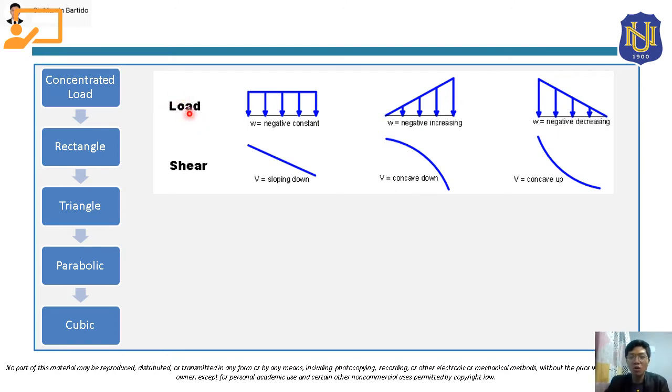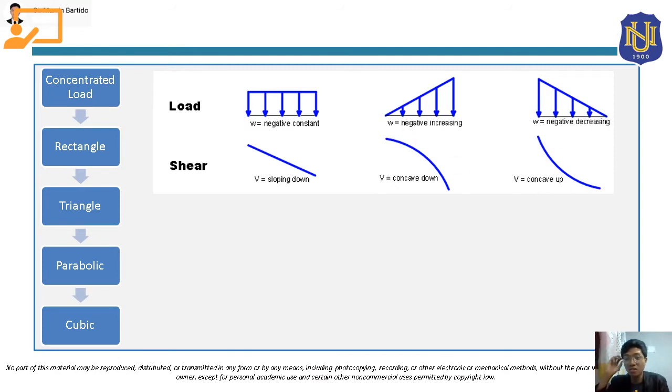Also, we are going to use these rules for plotting the shear. If your loading is negative constant, automatically its shear should be sloping down. If the loading is negative increasing, the shear should be plotted concave downward. And if the loading is negative decreasing, the shear should be plotted concave upward.